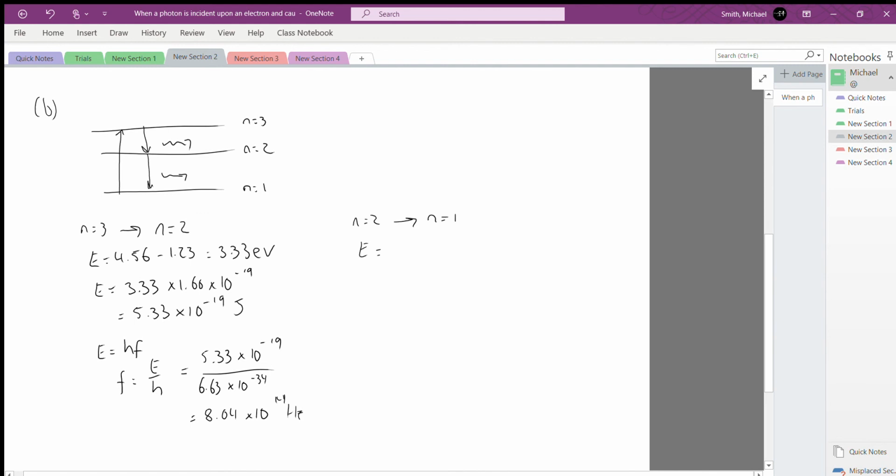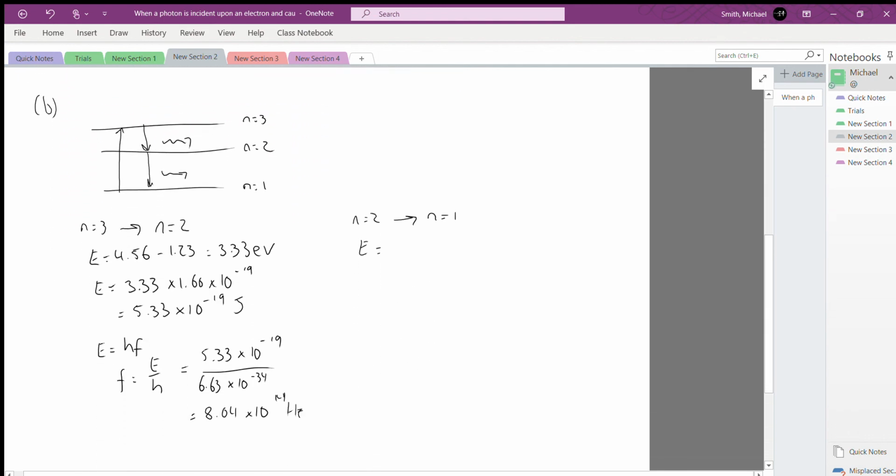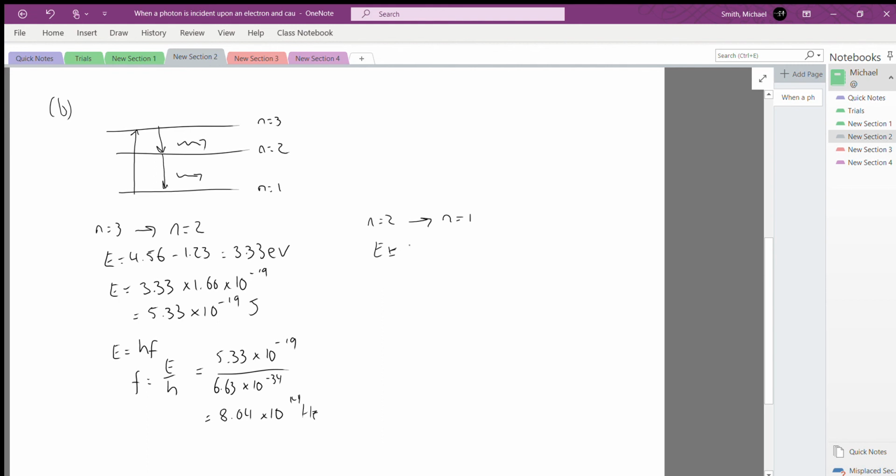So here the energy will be equal to the difference in energy. So 12.62 take 4.56, which equals 8.06 electron volts, which we convert to joules by multiplying by the charge of an electron again, which happens to equal 1.29 times 10 to the power of minus 18 joules.